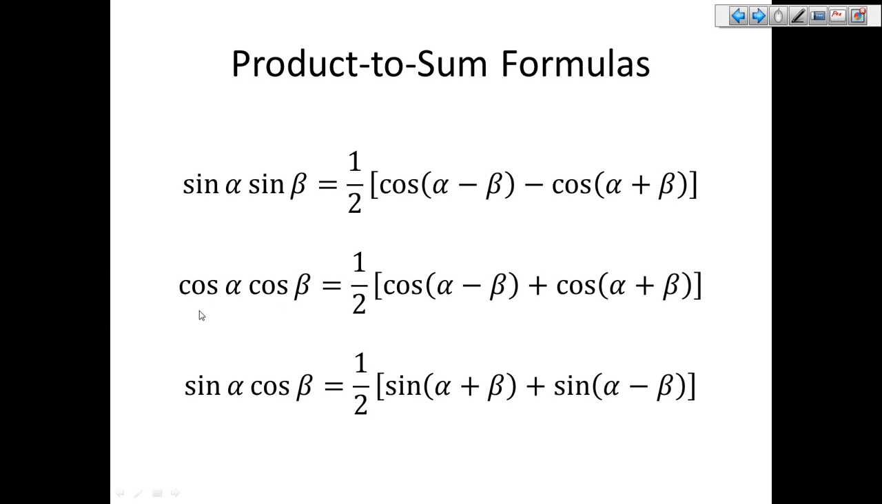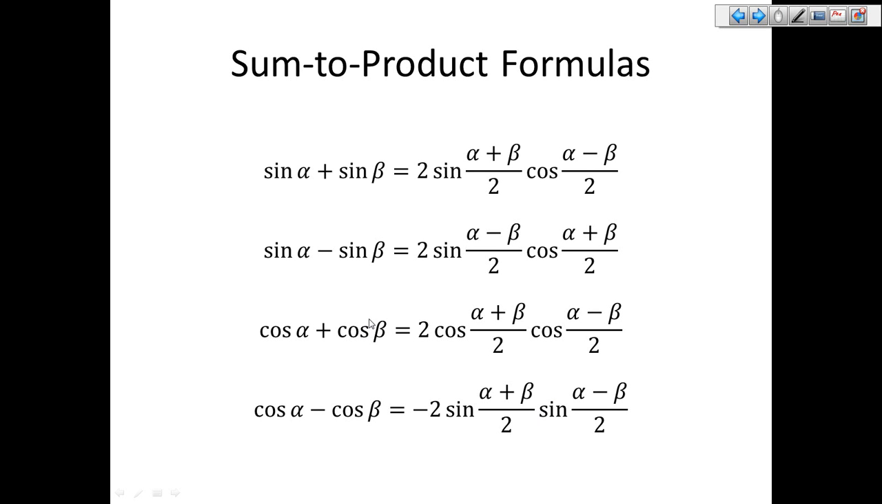A cosine times a cosine, we can express that as a sum of two different cosines. And then lastly, we have a sine times a cosine. We can split that up and make that a sum of two sine functions. Okay, I hope you pushed that pause button because now it's time to move on.